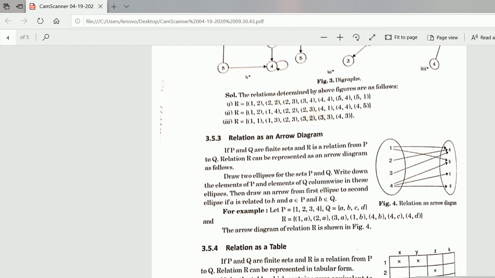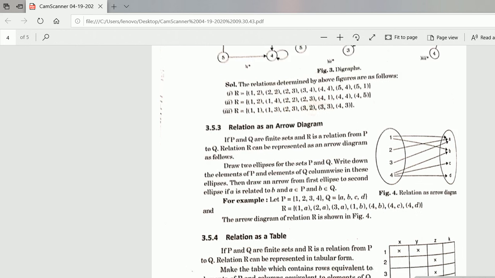Let P have the elements 1, 2, 3, 4, and Q have the elements A, B, C, D. Now the relation is showing 1 is related to A. Just see the diagram: 1 is related to A, 2 is related to A also, 3 is related to A, 1 is related to B, 4 is related to B, 4 is related to C, and 4 is related to D. This is the diagram representation of the relation.